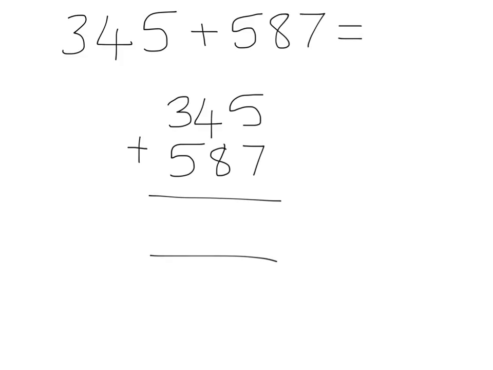For example, 5 add 7 is 12. 40 add 80 add 10 is 130. 300 add 500 add 100 is 900. My answer is 932.